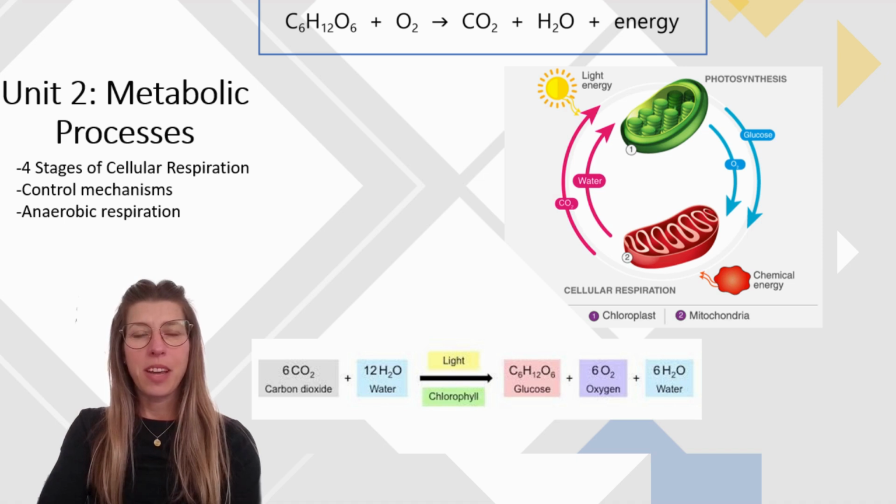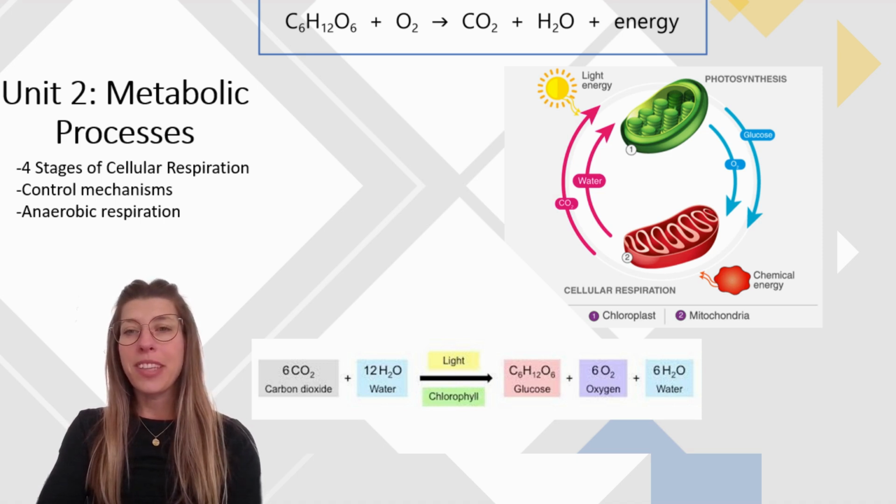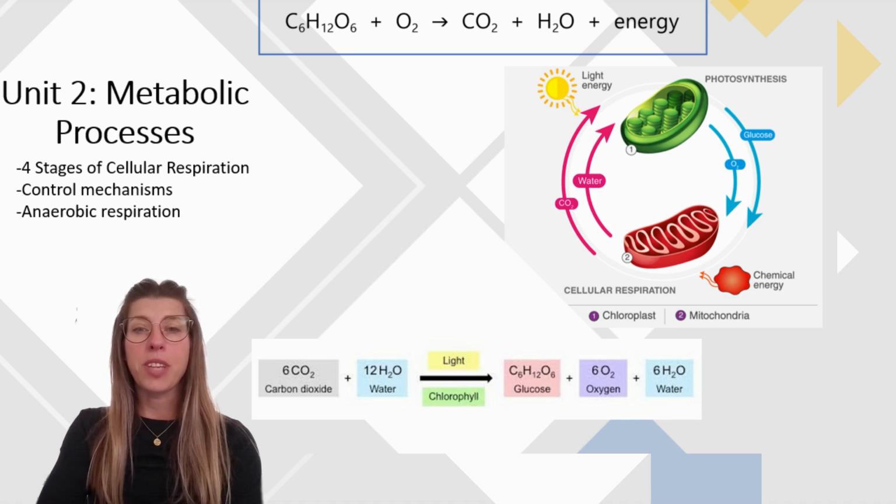Hi, everyone. Let's get right into unit number 2, which is metabolic processes. The main topic in this unit is cellular respiration, which is exemplified by the chemical reaction on the top of this slide. We know it is cellular respiration because it starts with glucose and results in the production of energy.